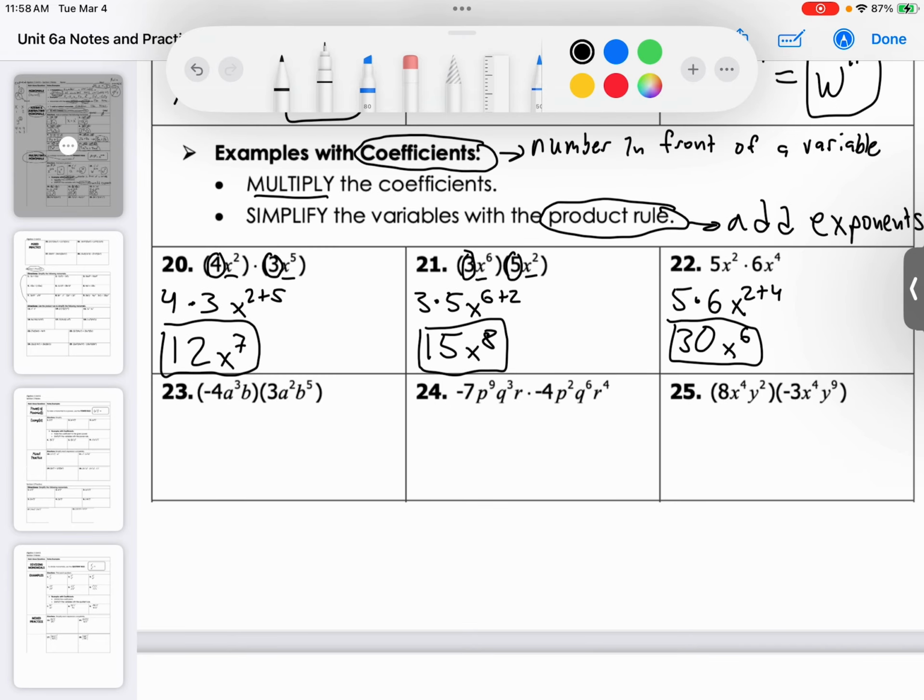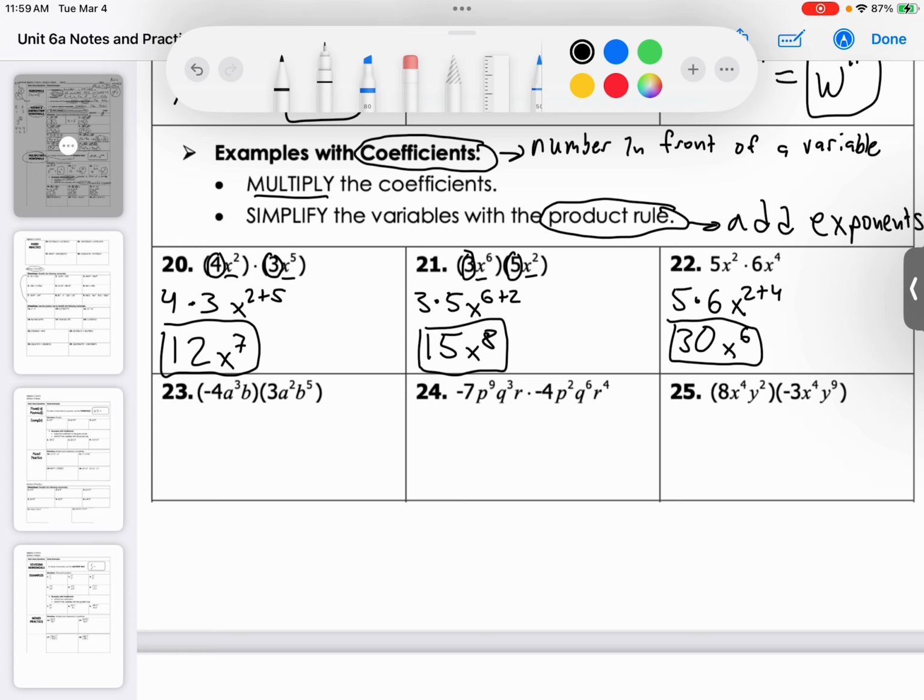So far, those three problems that we just did are problems that only have one variable. All of them only had x. The next few problems we're going to be looking at are problems where we have more than one variable. So for example, number 23. I have negative 4a cubed b times 3a squared b to the 5th. So even though I have more than one variable, I'm still going to do the same thing.